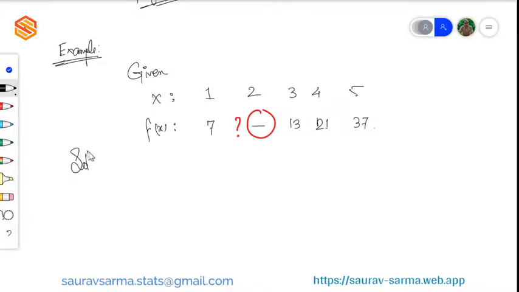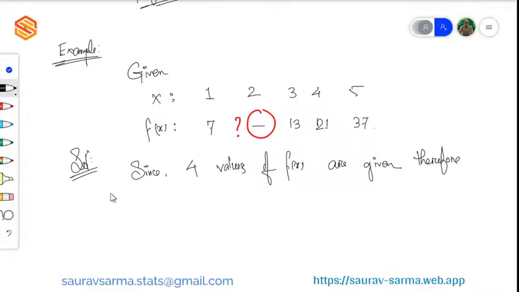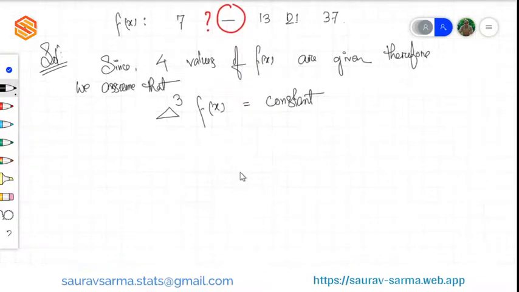So here is the solution. Since 4 values of f(x) are given, therefore we assume that delta 3 f(x) is equal to constant, okay, and delta to the power 4 f(x) is equal to 0 for all.